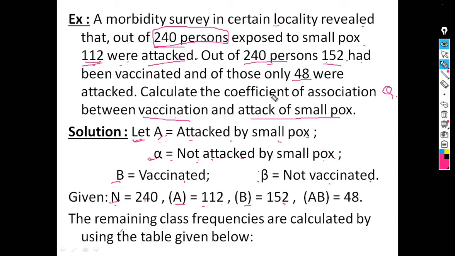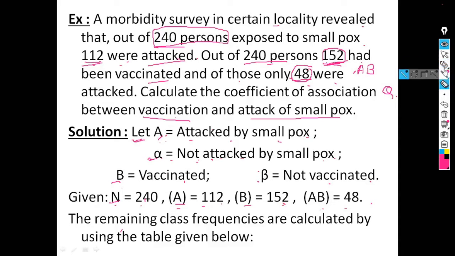Again, the given thing is, of those only 48 were attacked. Means among these 152 vaccinated persons, 48 were attacked. So vaccinated is denoted by B, and the attacked among them is denoted by attribute AB, and AB is equal to 48. So the given things are N is 240, A is 112, B is 152 and AB is equal to 48.